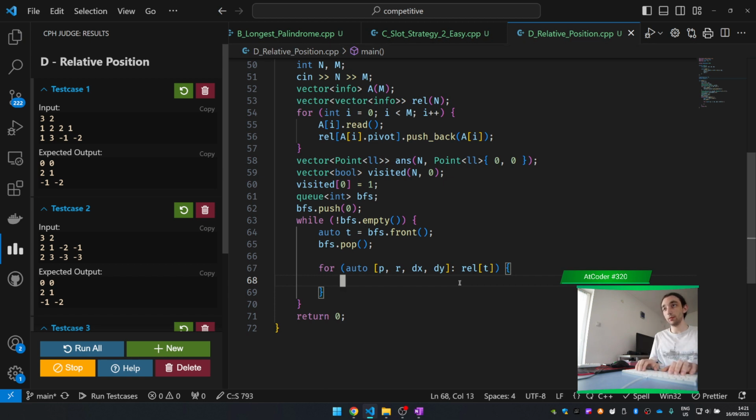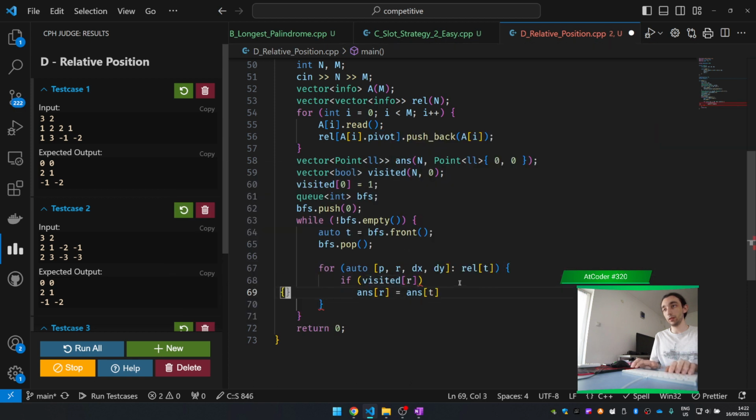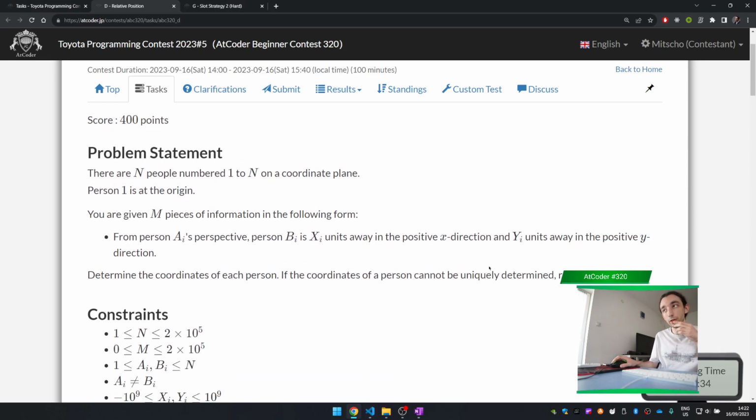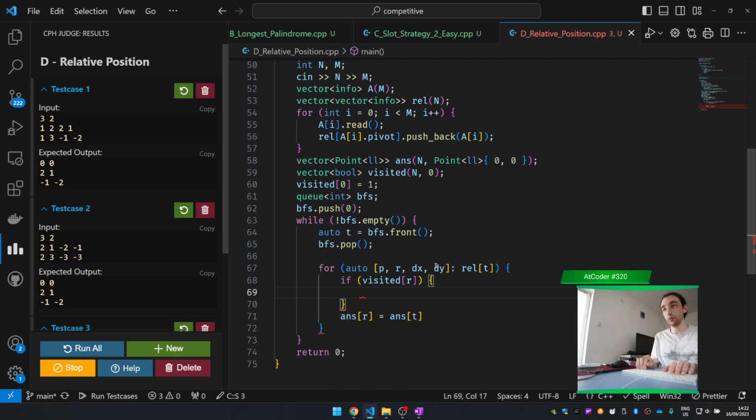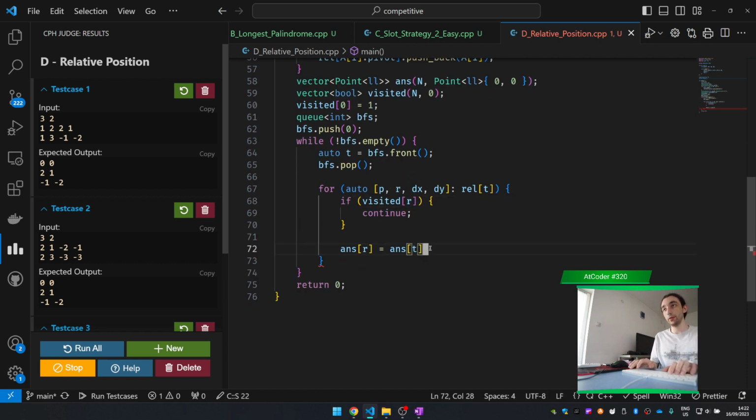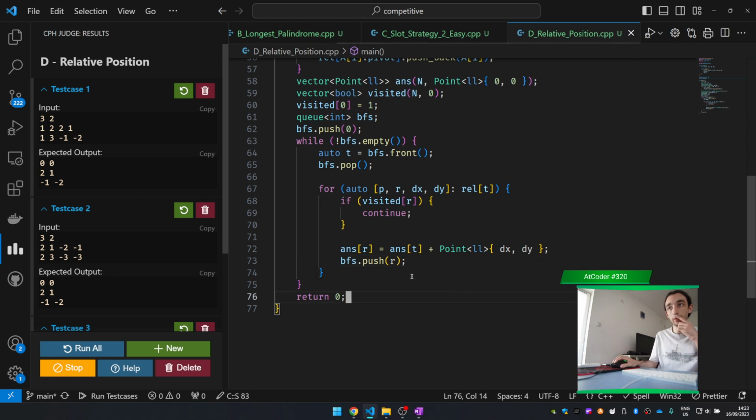Then for all of these, we say that the answer at the relative position is my answer at T. So if visited at R, can there be a contradiction? All they are consistent. Okay, so if this, then we want to continue. Otherwise we want to visit, so the relative is visited at my pivot plus delta x, delta y, and then BFS dot push R as the relative point.